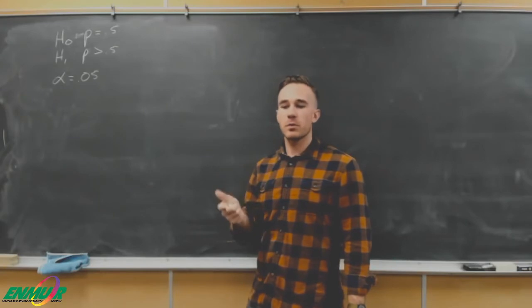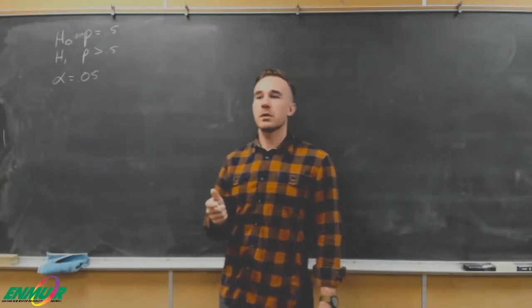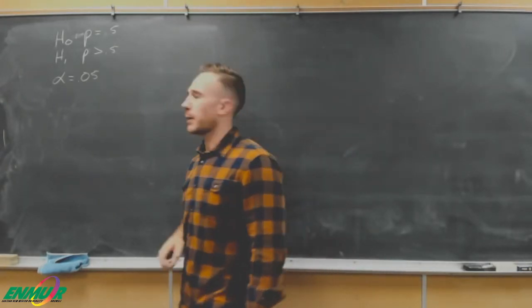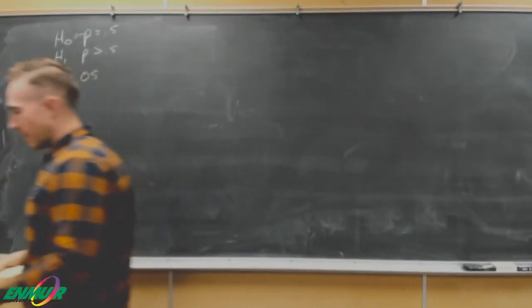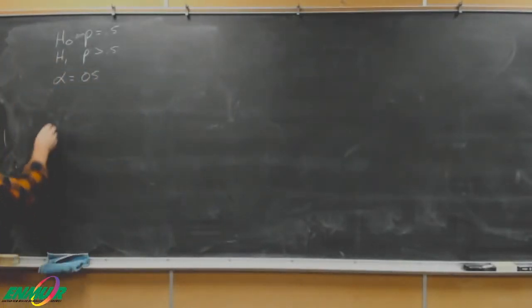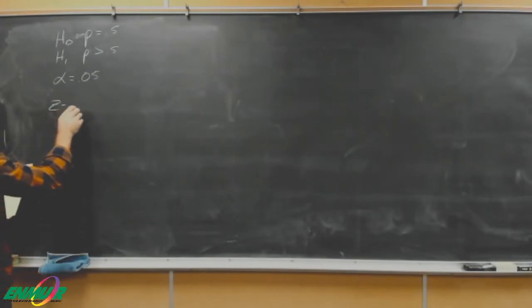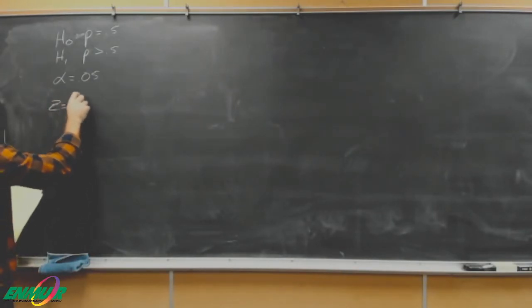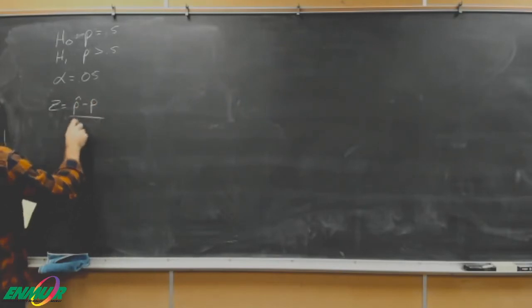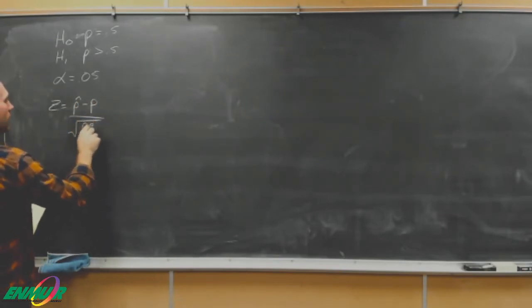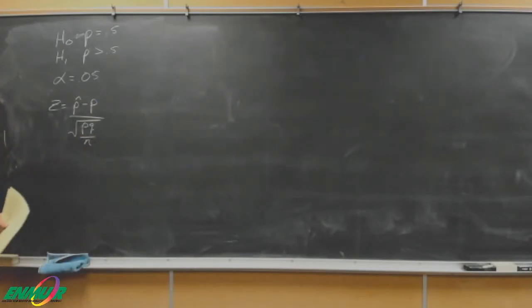Proportion for a sample, proportion for a population, those are going to be percentages, okay? So in this one, we've got a population proportion. For a population proportion, the test statistic that we're going to use is p hat minus p over the square root of p times q over n. This is the test statistic that we're going to use in order to find it.